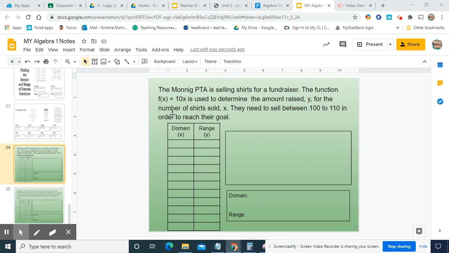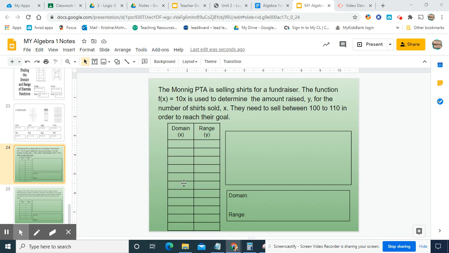So the first thing we're going to do, though, is start with reading. The Monic PTA is selling shirts for a fundraiser. The function f of x equals 10x is used to determine the amount raised y for the number of shirts sold x. They need to sell between 100 to 110 to reach their goal.